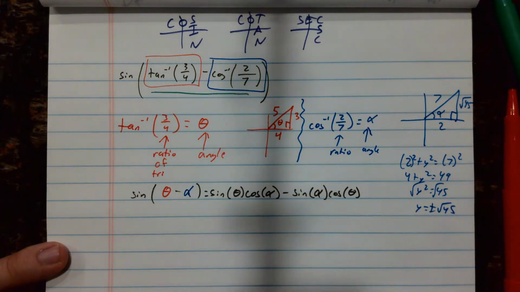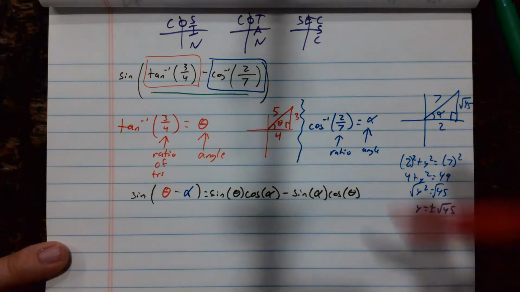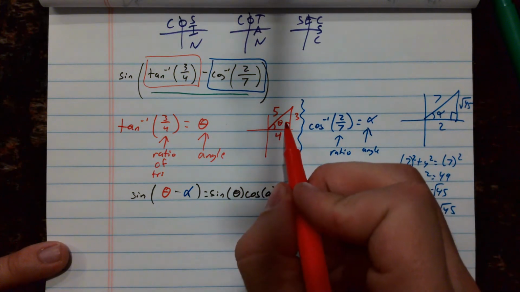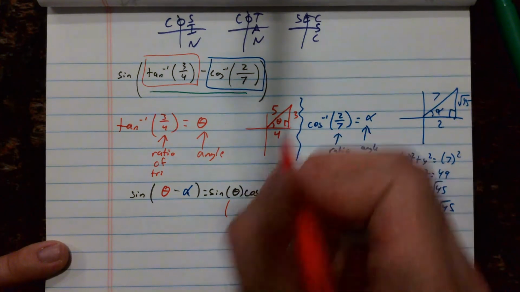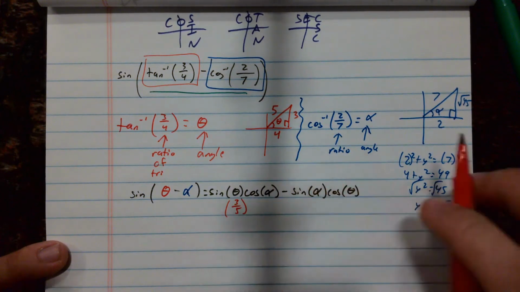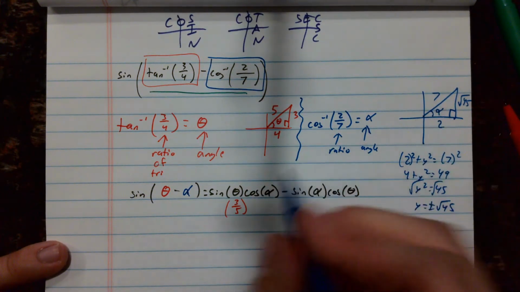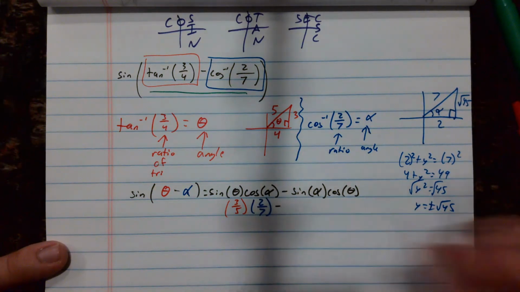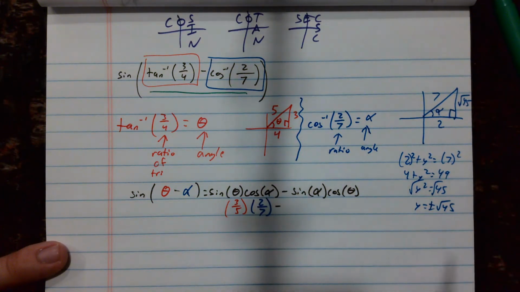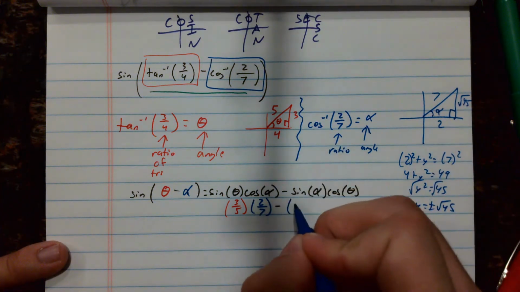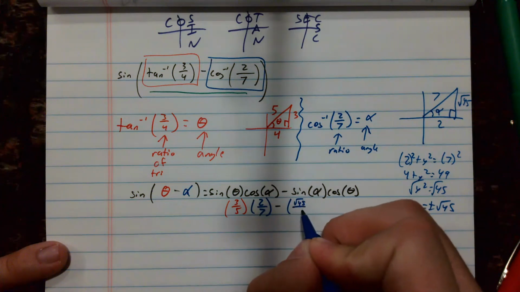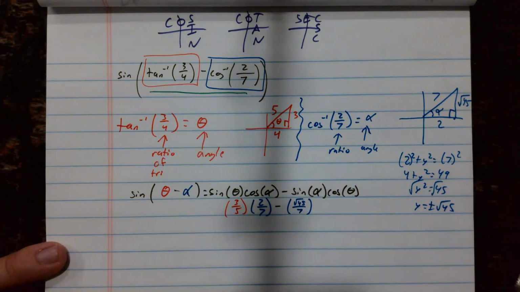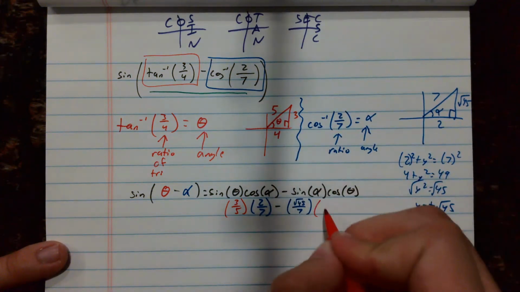And now I'm going to just start evaluating. Sine of theta, that's this triangle here. Sine of theta is 3 over 5. Cosine of alpha, 2 over 7. Minus sine of alpha. Well, that is going to be square root of 45 over 7. Cosine of theta, 4 over 5.